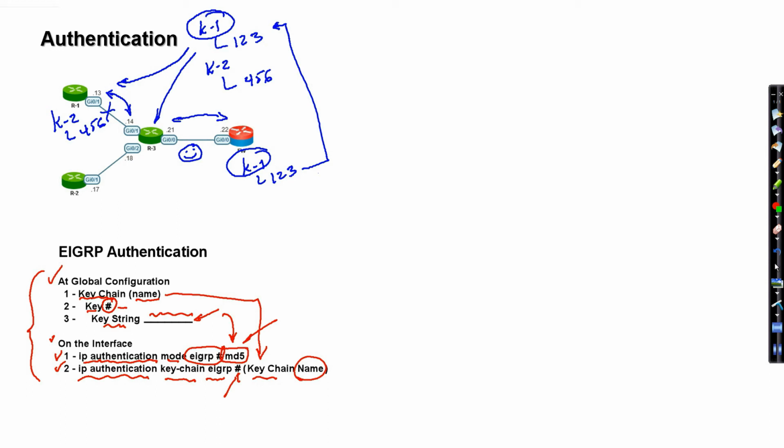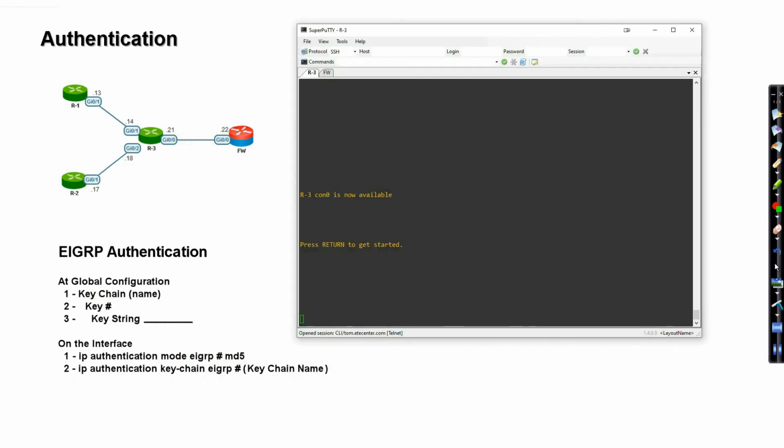Now, with the basic understanding of EIGRP authentication, let's enable authentication between the firewall and router 3. Here in router 3, let's go to the global configuration. Oh, hang on. There is a discrepancy here. On step 3 of the global configuration, between the key and the string, there should be a hyphen. That's my bad. Actually, I did that on purpose to see if any of you caught that. So let's get back to router 3.